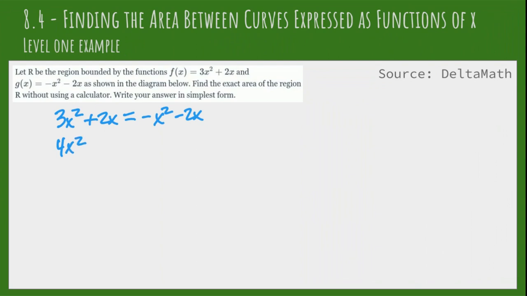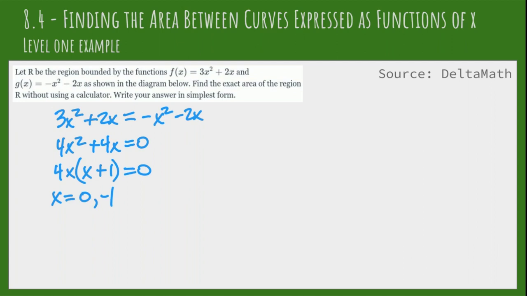So we get everything on one side. We get 4x squared plus 4x equals 0. Factor out the GCF, 4x, and we get x plus 1. And so we have intersections here at x equals 0 and x equals negative 1. So regardless of what the functions look like, the bounded region is going to have to be between these 2 points, between x equals negative 1 and x equals 0.